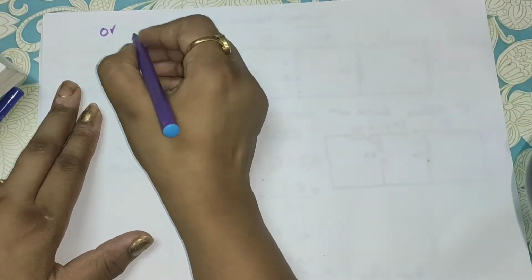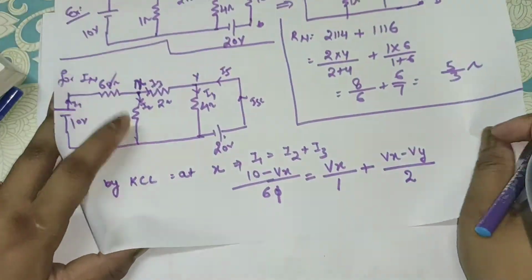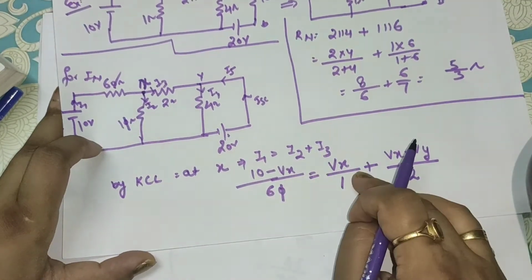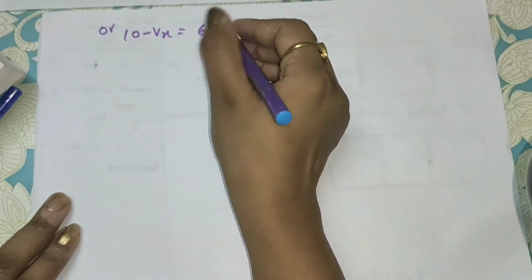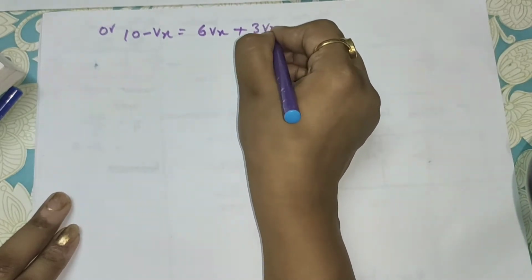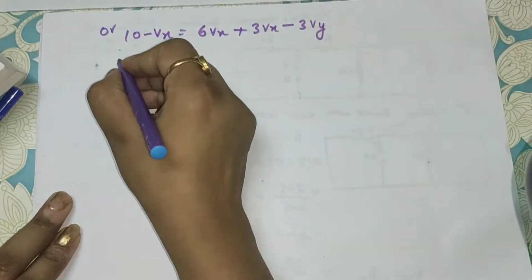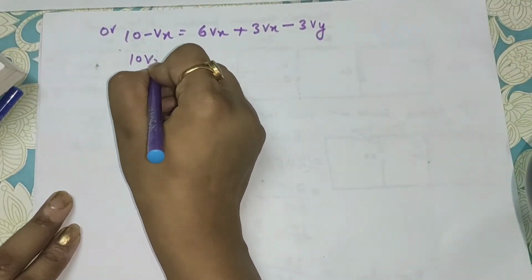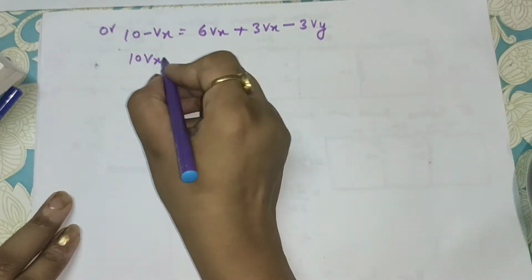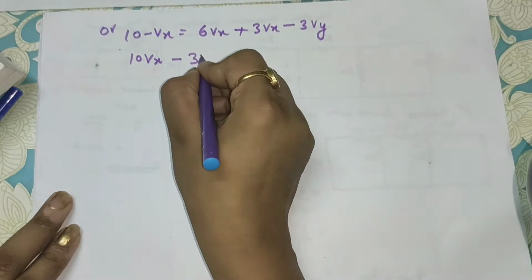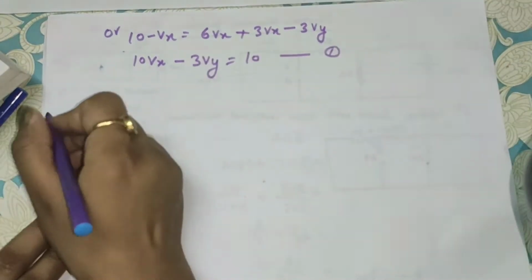If you solve this, you can write 10 minus Vx, this will go here, that is 6Vx plus 3Vx minus 3Vy. So if you solve this, that will be 10Vx, because 6 plus 3 is 9, 9 plus 1 is 10Vx, minus 3Vy equal to 10. Okay, this is your equation 1.